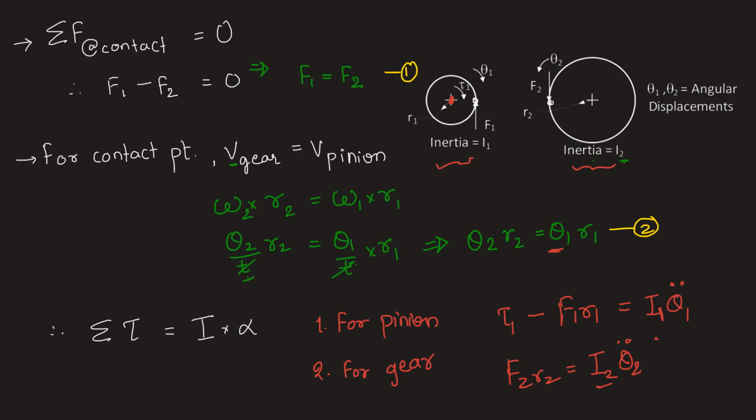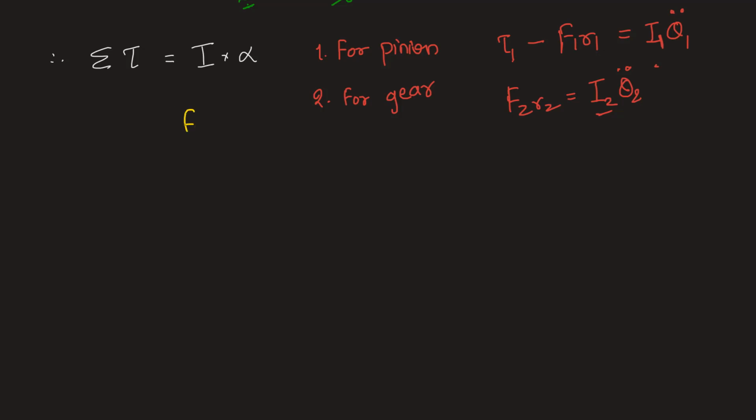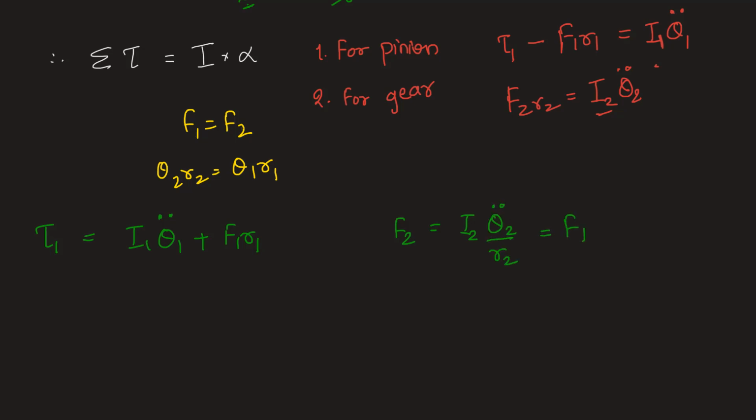Now let's substitute the values further and find out tau 1. Let me also write equations 1 and 2 here. So F1 is equal to F2 and theta 2 R2 is equal to theta 1 R1. Now we take tau 1 is equal to I1 theta 1 double dot plus F1 R1. And F2 will be equal to I2 theta 2 double dot by R2, which is equal to F1. We have it from equation 1. Second thing, theta 2 is equal to theta 1 R1 by R2. So if we differentiate this twice with respect to time, we will have theta 2 double dot equal to theta 1 double dot R1 by R2.